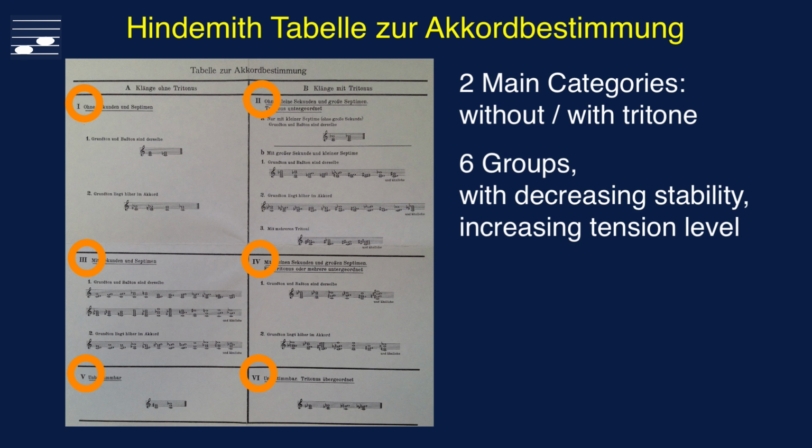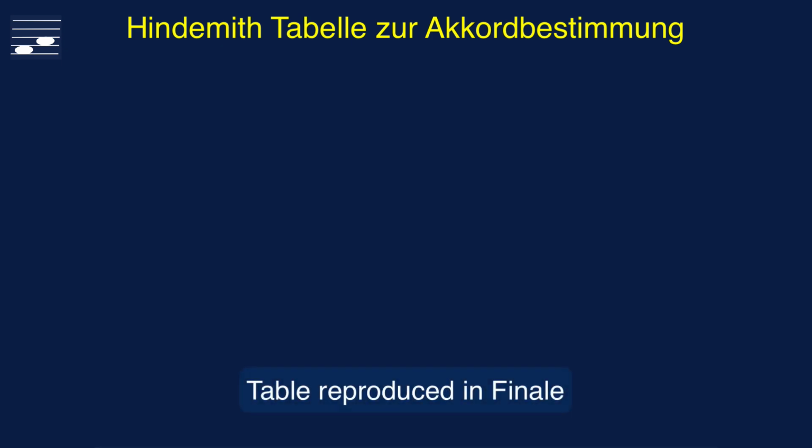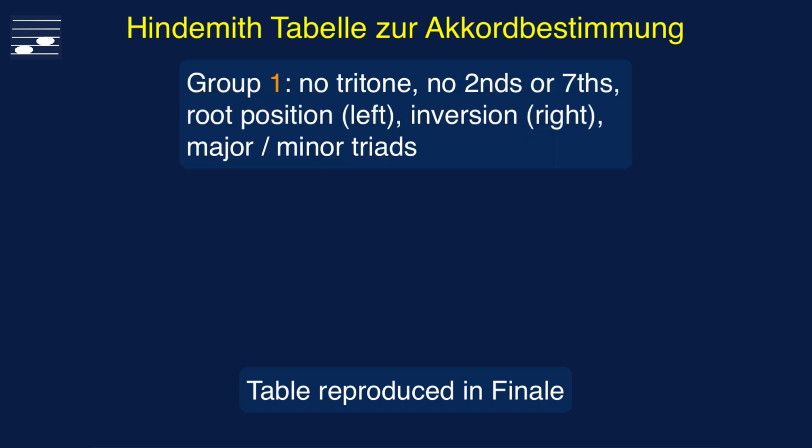We see the 6 groups with decreasing tonal stability as we move from group level 1 to 6. Subgroups indicate either root position or chord inversion, or the presence of multiple tritone intervals. Examples are shown for 3 to 6 note chords. I reproduced this diagram in Finale as a safety backup measure, in case I lose the original document. However, I cannot show it in detail, respecting the copyright.